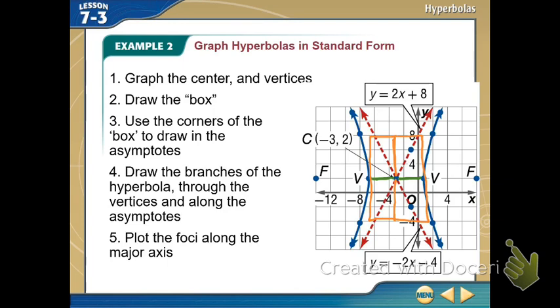Right, so there are my asymptotes, which are passing through the box. And then when I graph my hyperbola, I put my pencil on the vertex, and then I just go out toward the asymptotes. Pencil on the vertex, out toward the asymptotes.